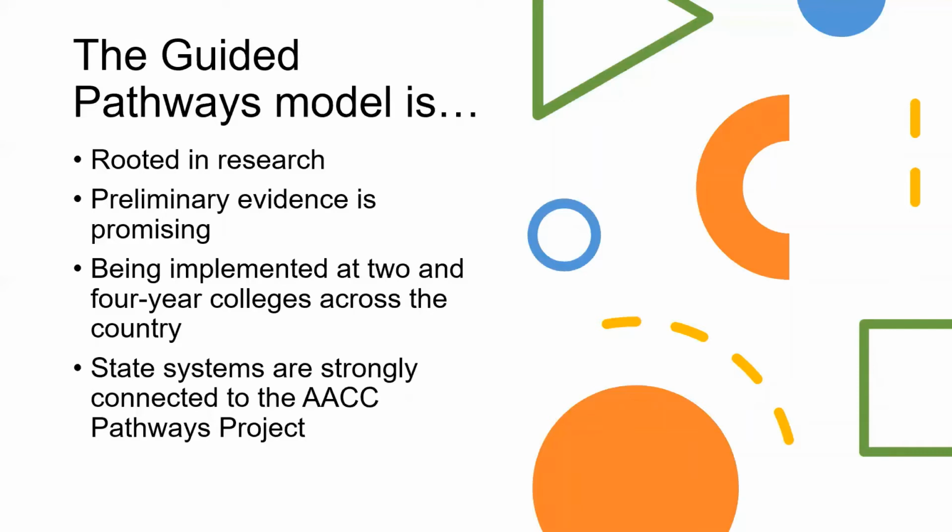Large-scale efforts are now ongoing to implement guided pathways at 2- and 4-year institutions in Tennessee, Indiana, Georgia, and New York, and at community colleges in Arkansas, Florida, Massachusetts, Michigan, New Jersey, Texas, New York, and Washington State. This work will, in a number of locations, be strongly connected to the AACC Pathways Project.